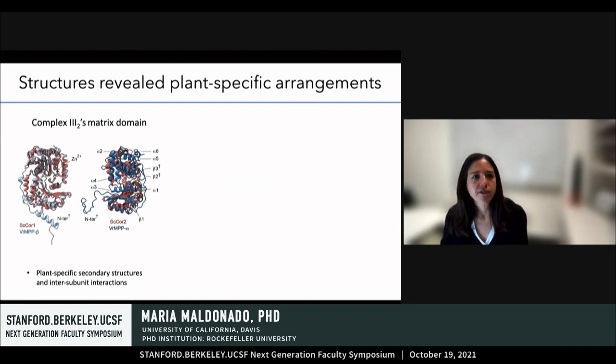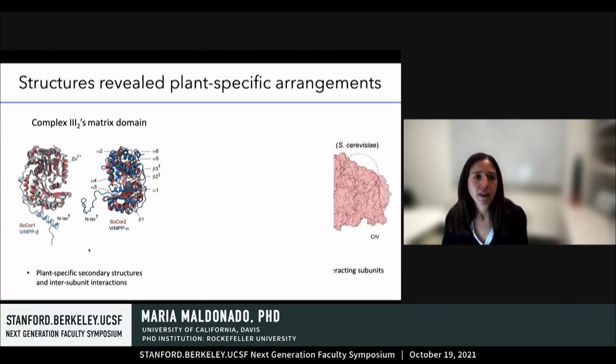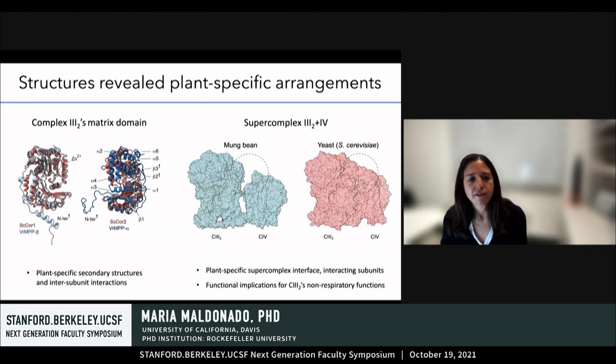Additionally, the structures revealed several plant-specific arrangements, for example, several new helices and beta sheets in complex 3's catalytic matrix domain, as well as a plant-specific interface between complex 3 and complex 4 in the supercomplex. So for example, if you compare the regions encircled here in the dashes, you can see that there are very large differences between yeast and plants. And we hypothesize that these differences have functional implications for the plant supercomplex and complex 3 activity.